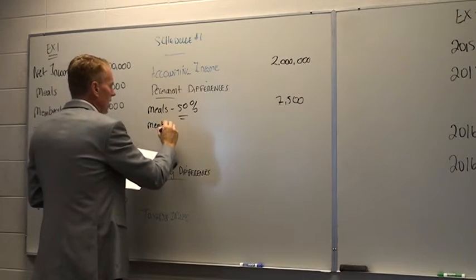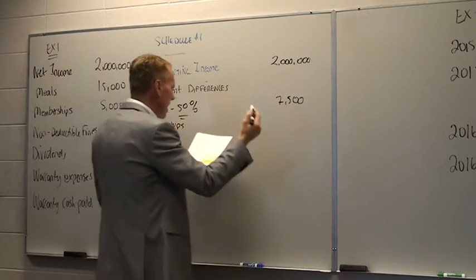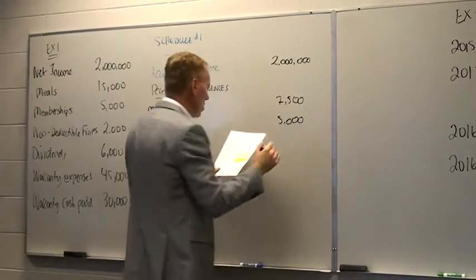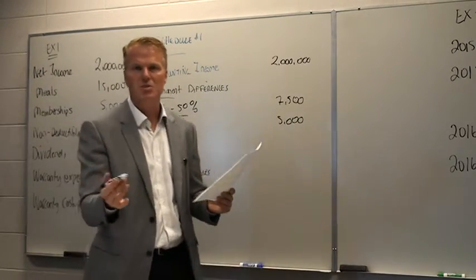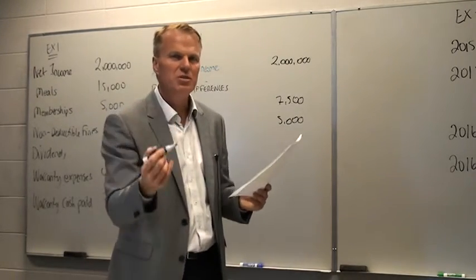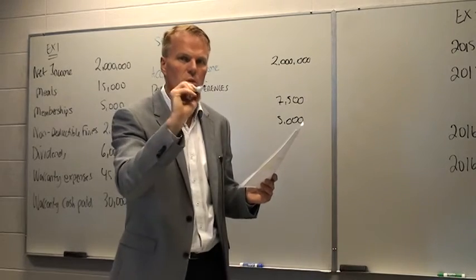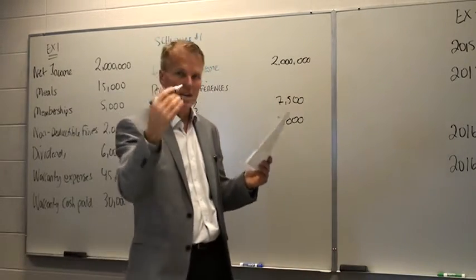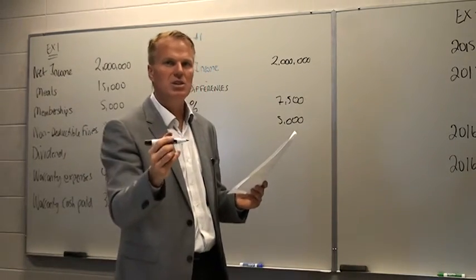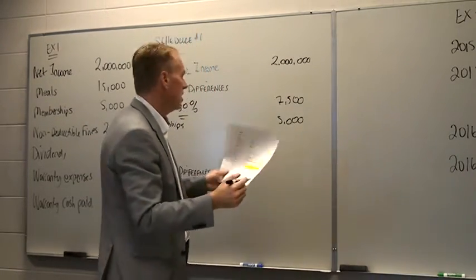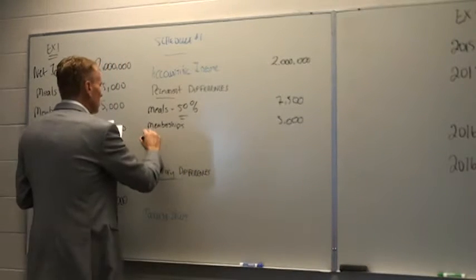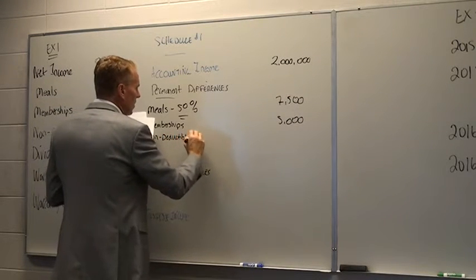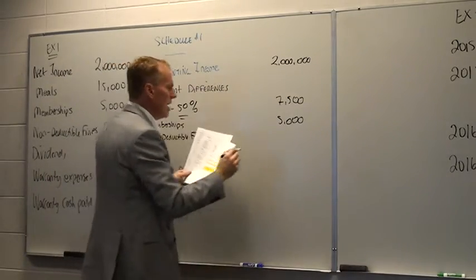Some other items here that we see that we have to take into consideration. Memberships, not allowed. So we're again adding that back, $5,000. Non-deductible fines. Well, it sounds pretty straightforward if you look at the first word there. Non-deductible, which means non-deductible for tax purposes. You're not allowed to use it to reduce your taxes. You can't have it as an expense. So a non-deductible fine would all have to be added back as well.